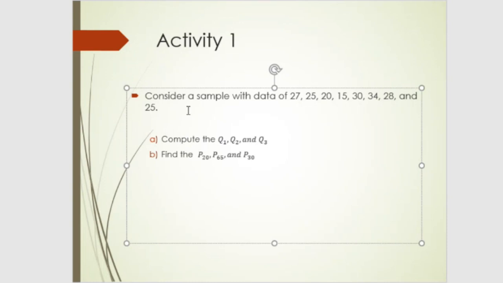We need to just identify the number of samples that we have.